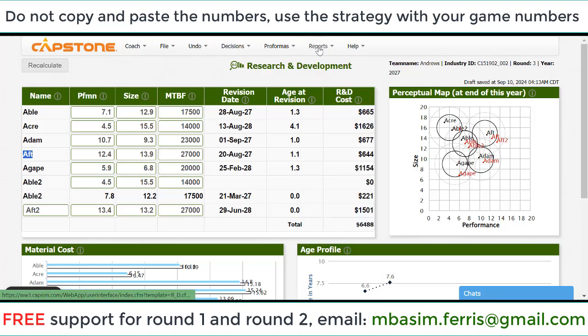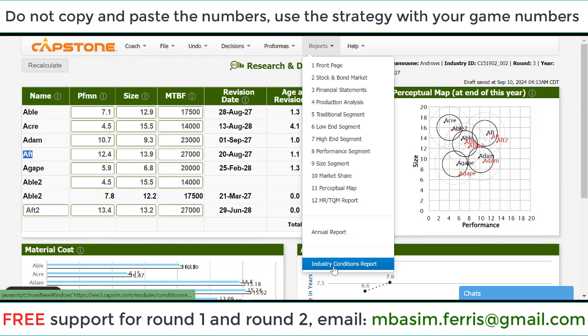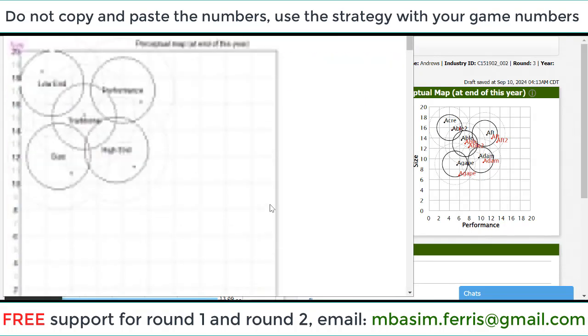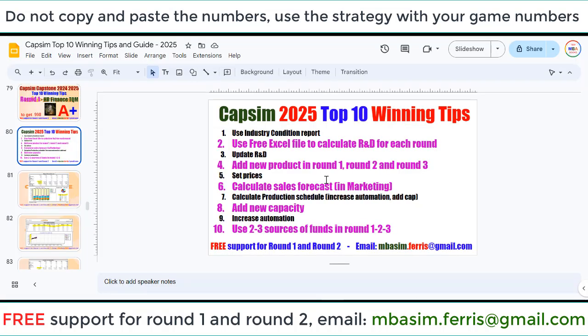Before you start any round, look at the industry condition report like this. Remember to check here and check the top 10 winning tips for all rounds. These 10 winning tips can apply again and again for all rounds.